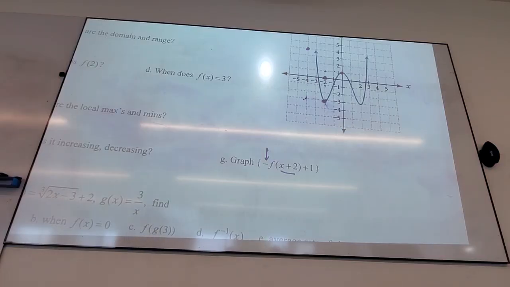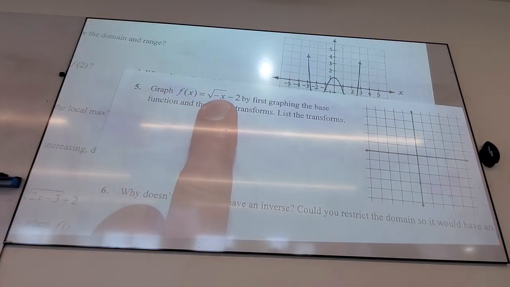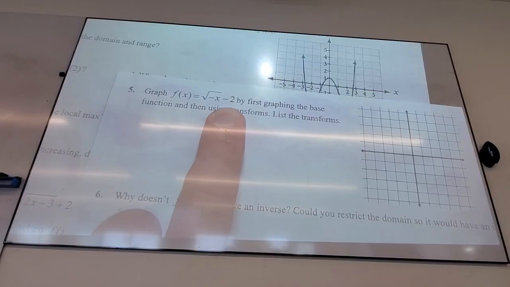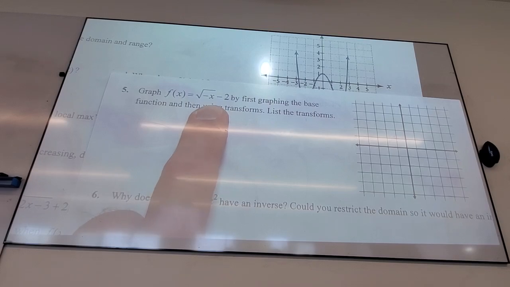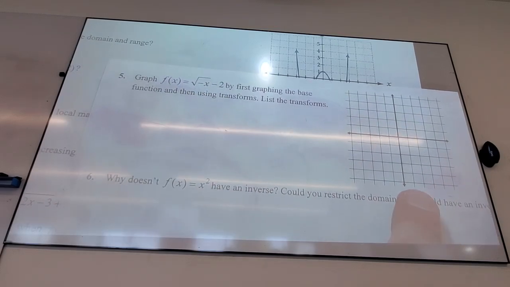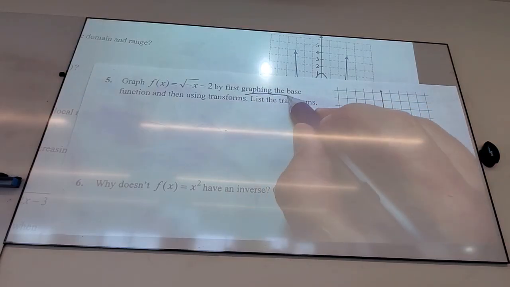I'll just say this. I will definitely ask you a question more along the lines of this one. That's a little more straightforward. So I'll probably have about 3 transformations. You identify them, and then you apply them, right? Notice I say this. What the hell does this mean?